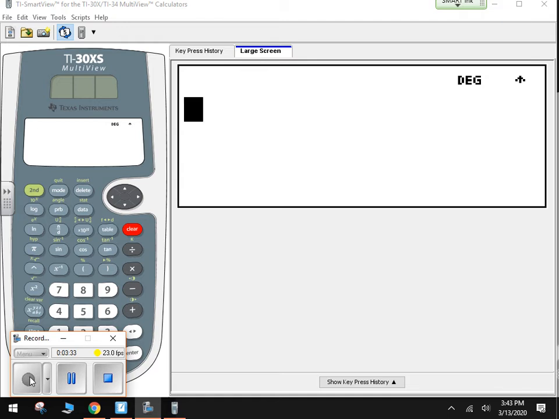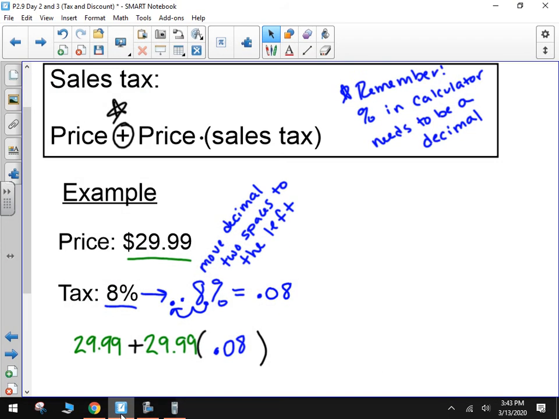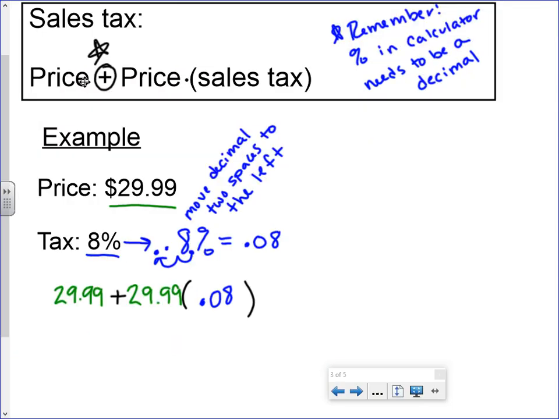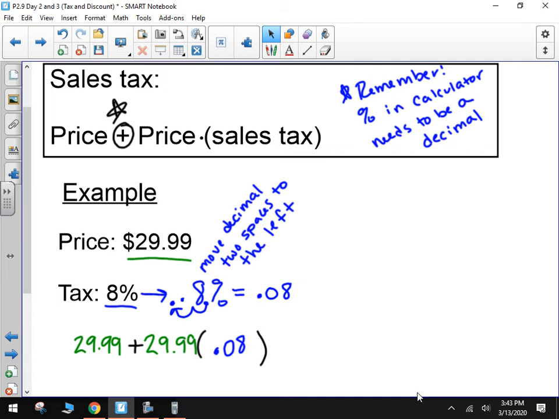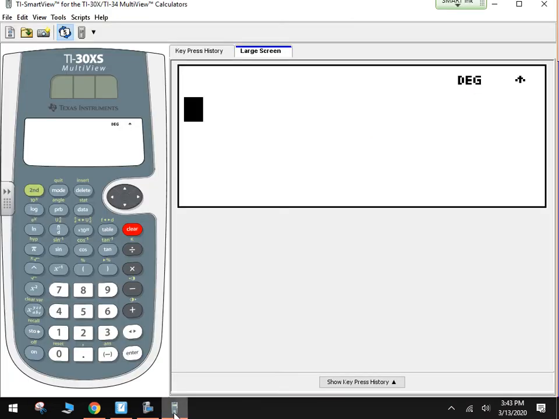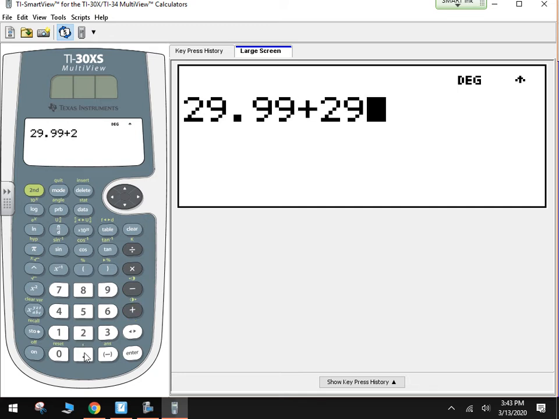Sorry about that, guys. All right, so now that I have it set up, I'm actually going to go to my calculator, and I'm going to put that in. So we wrote down 29.99, and we're going to add it to 29.99. We're going to put parentheses there. We're going to put 0.08, close the parentheses, and hit enter.